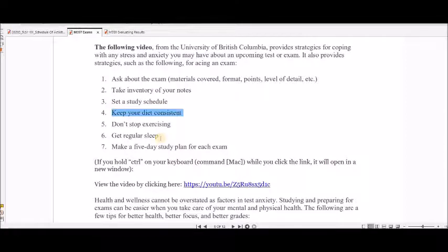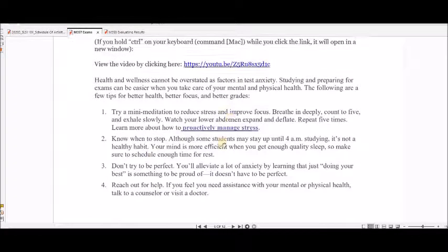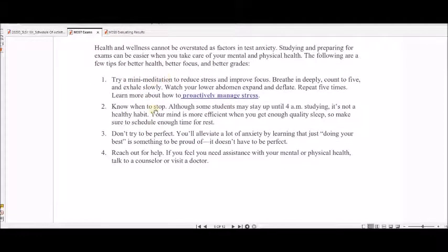And then again, make a 5-day study schedule for the exams. It's a great video right here. Health and wellness can't be overstated. Try meditating. Now, you can meditate at a set schedule. You don't have to meditate constantly, and meditation may be different for many people. Some people call meditation prayer. But breathe in deeply, count to 5, and exhale slowly. This works for everybody, for everything. This is a very, very clearly demonstrated way of reducing stress, just by controlling your breathing. All right. There's a lot of ways to proactively manage stress by breathing and other things.